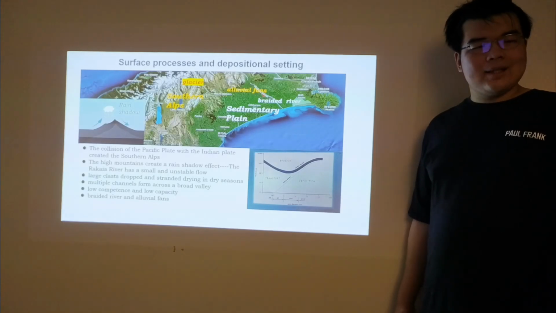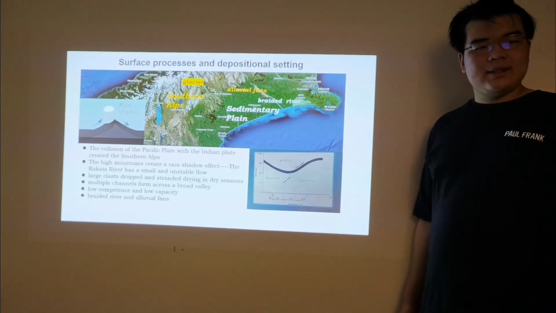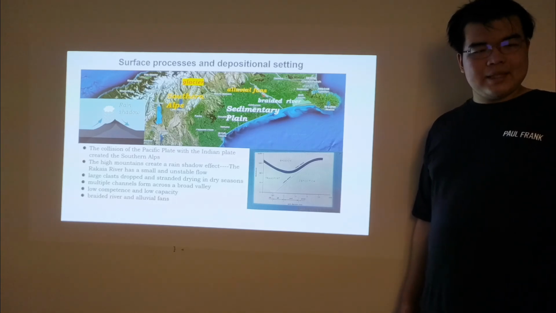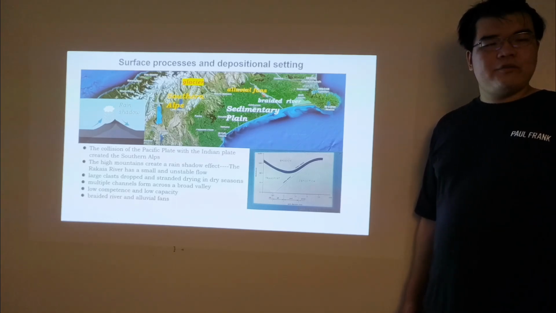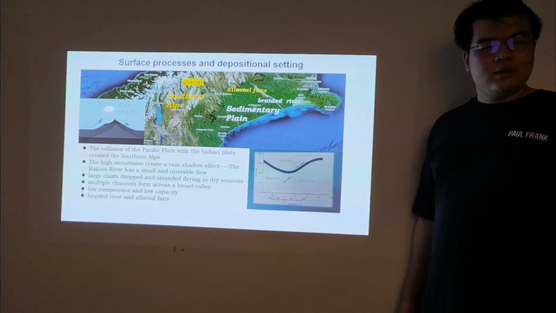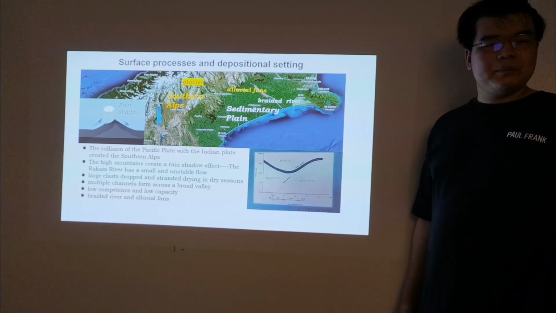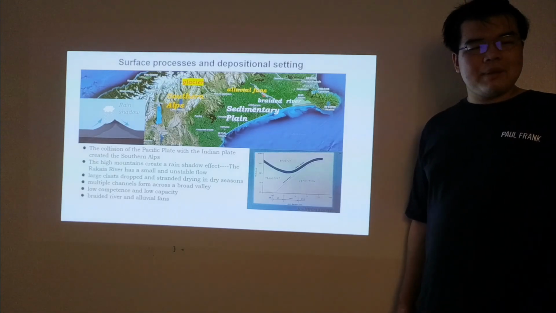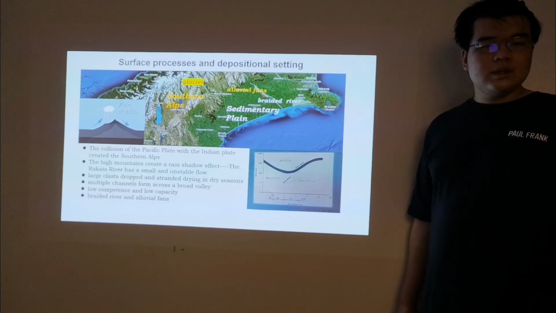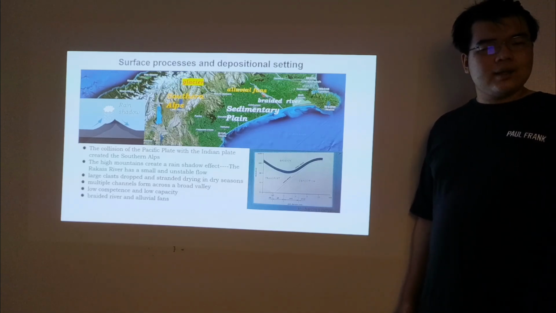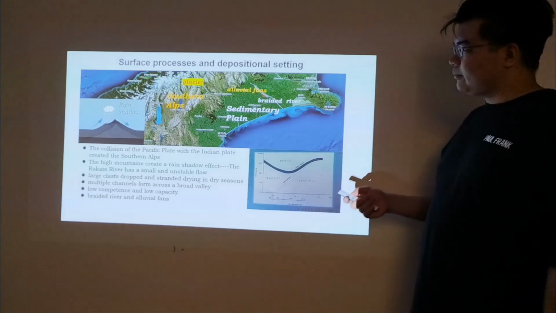Let's look at the surface processes and depositional setting in this area. In terms of tectonic scale, the collision of the Pacific Plate and the Indian Plate formed the northwest-southeast trend of the Southern Alps, with a total length of 320 kilometers, 17 peaks above 3,000 meters, and more than 3,000 glaciers. The high mountains create a rain shadow effect, resulting in less rain on the eastern side of the mountains and a low and unstable flow of the Rakaia River.